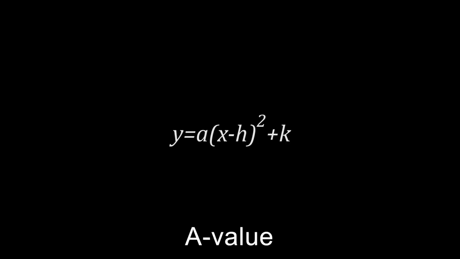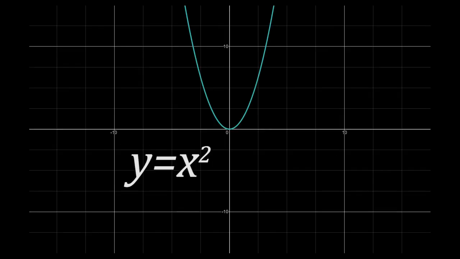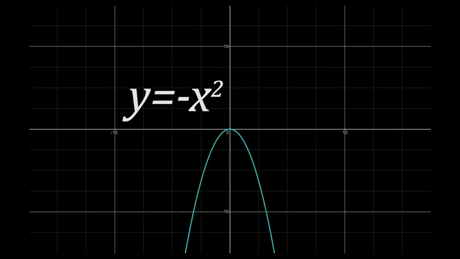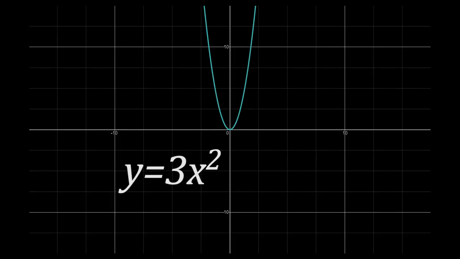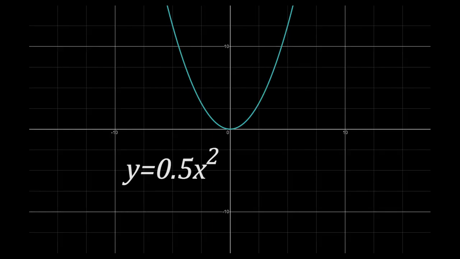Now, let's go on to the a value. The a value is first in the equation. It controls stretching and compressing of the graph, and it also controls whether the graph opens upward or downward. If the a value is positive, the graph stays the same, but if it is negative, it flips the graph across the x-axis. Now for stretching and compressing, the higher the a value, the more compressed the graph is, while the lower the a value, the more the graph is stretched.